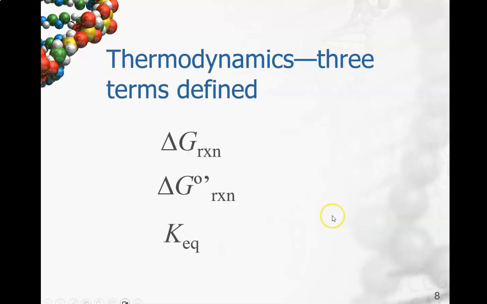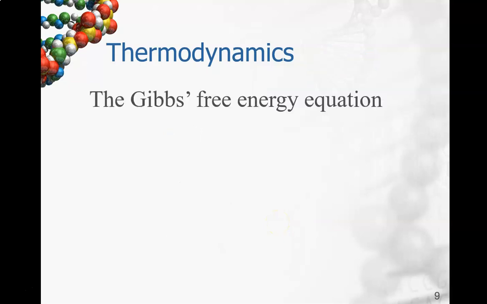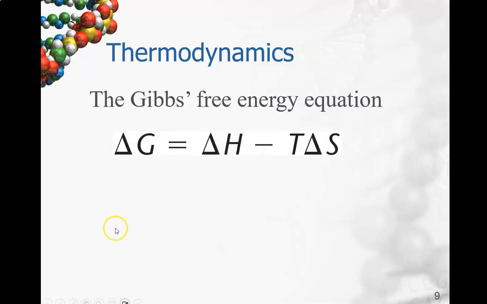So before we go on, we want to be sure that we define and describe three important thermodynamic terms: the delta G of reaction, the delta G zero prime of reaction, and the equilibrium constant. So let's start with the delta G of the reaction. Well, this comes from the Gibbs free energy equation.